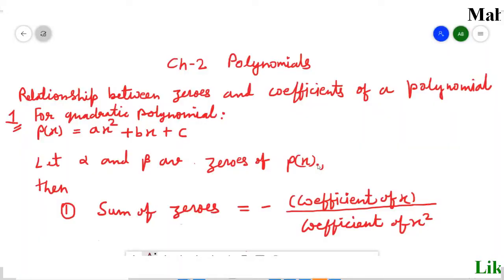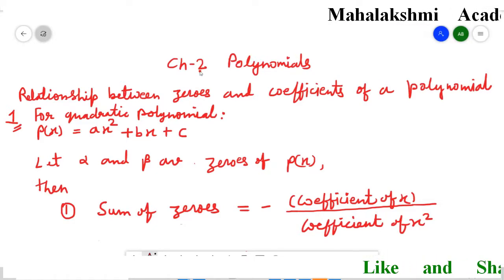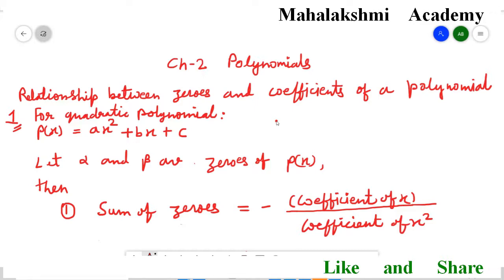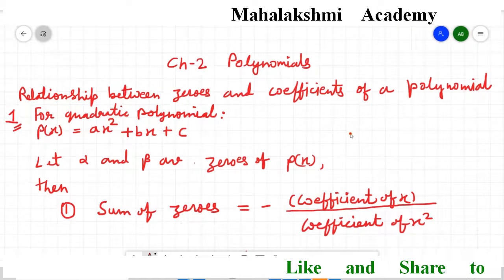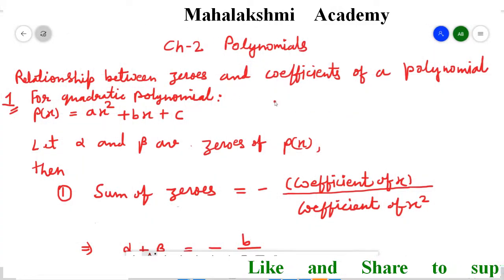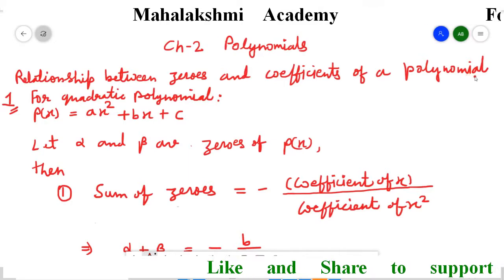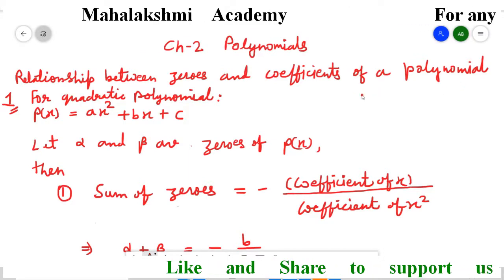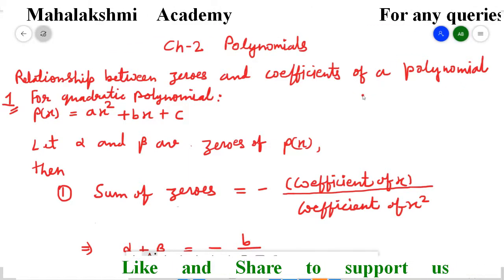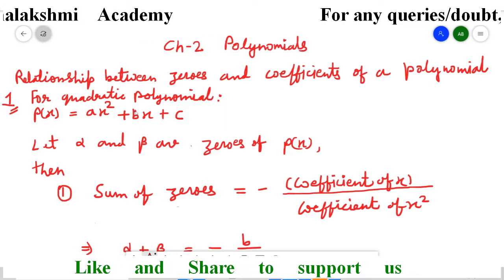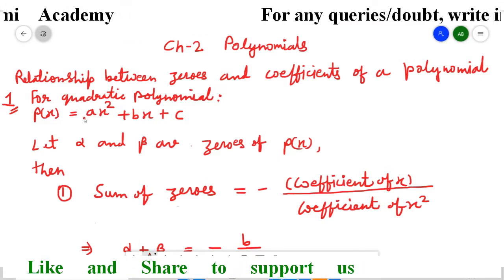Hello everyone, I am going to explain some basic concepts from polynomials of chapter 2, and this chapter belongs to 10th class maths. Firstly, we are going to understand the relationship between the zeros and the coefficients of a polynomial. I have selected two polynomials, a quadratic polynomial and a cubic polynomial. First we will handle the quadratic polynomial.